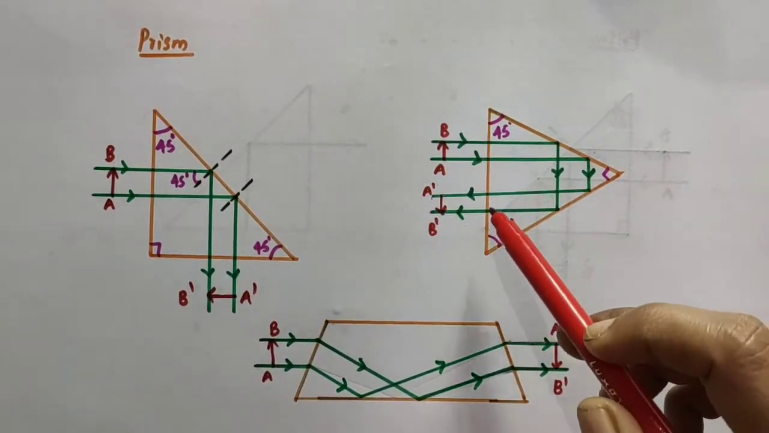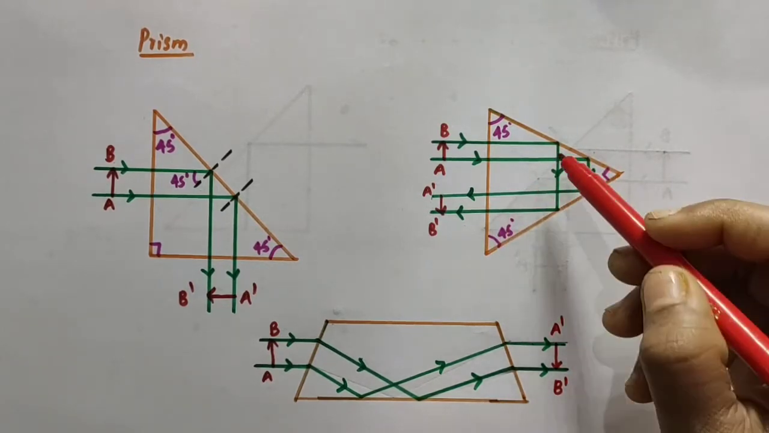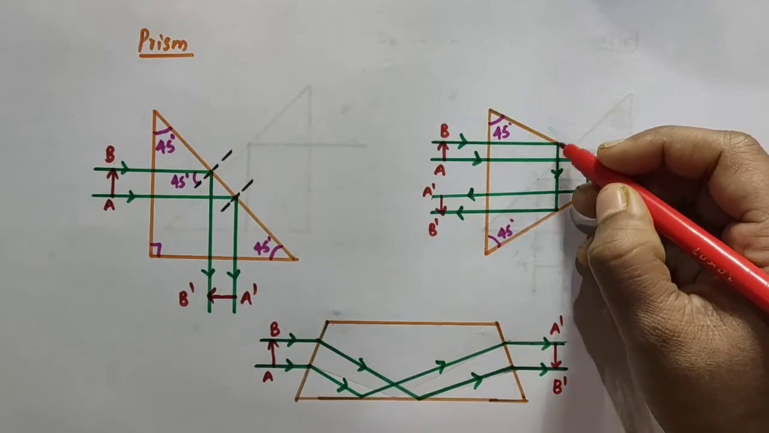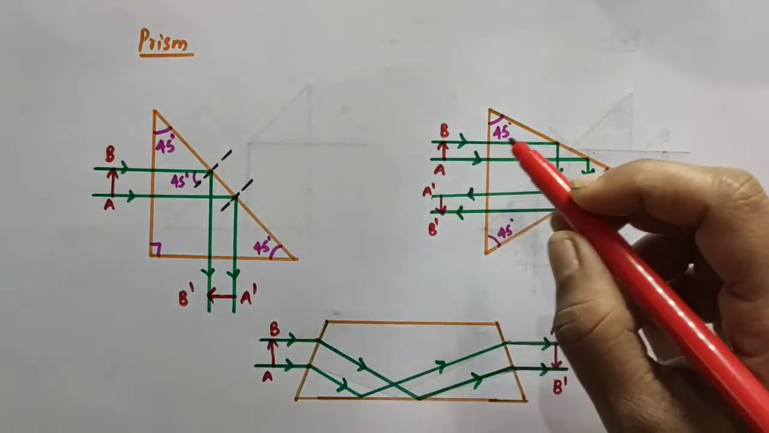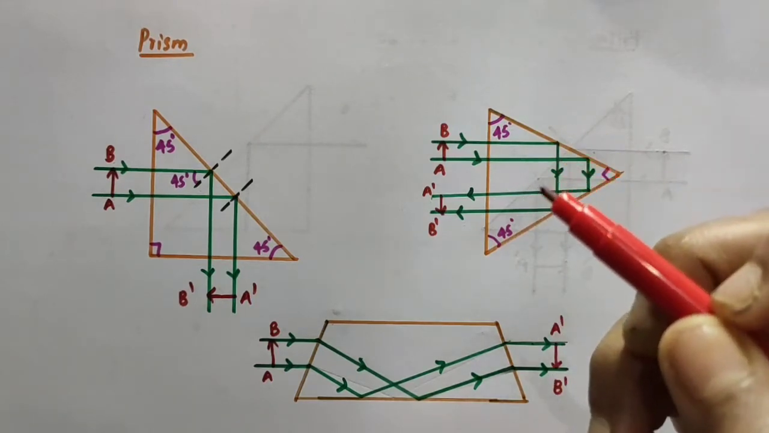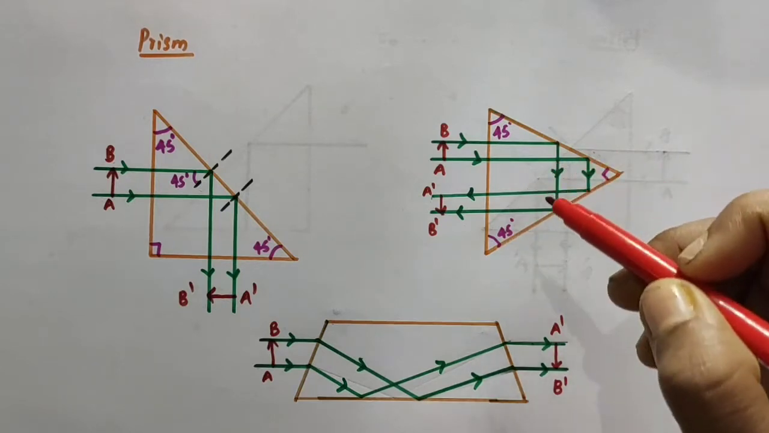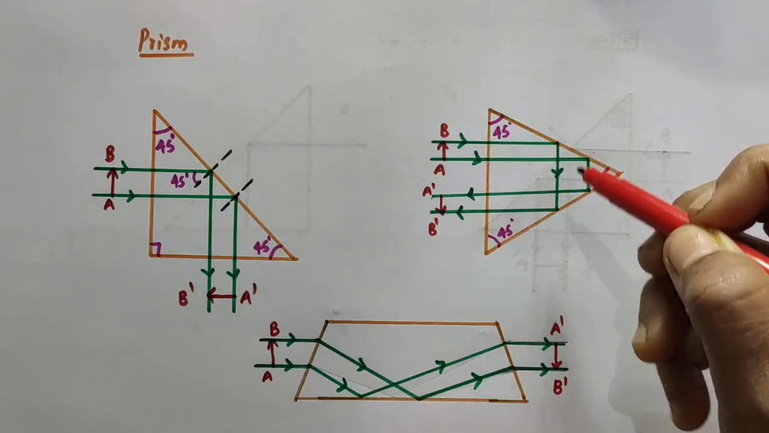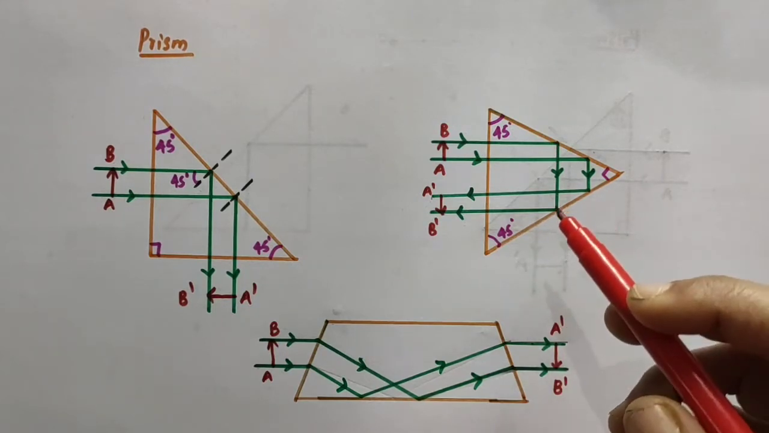Alright, and here too the critical angle for the material of the prism must be less than 45 degrees, because when we draw a normal here, we will get the angle as 45 degrees, just like this. We know that total internal reflection takes place when the angle of incidence exceeds the critical angle. So here the angle of incidence will be 45 degrees for this side and for this side. So the critical angle will be less than that 45 degrees.